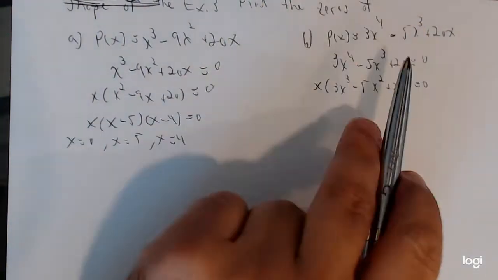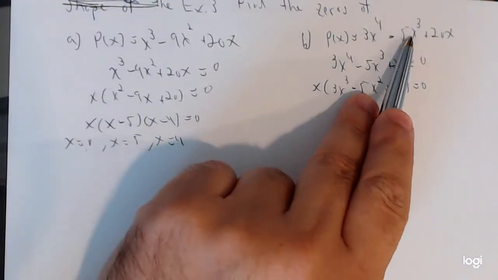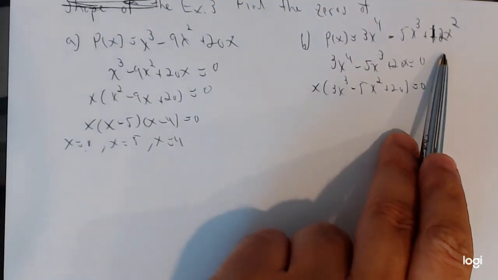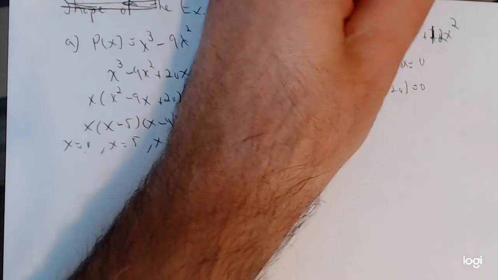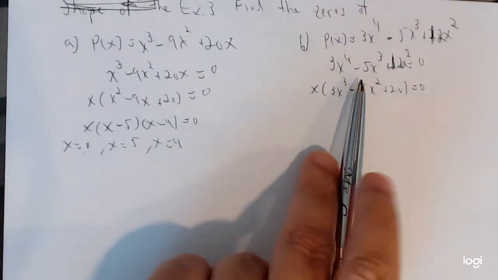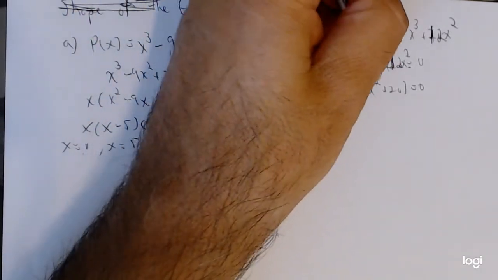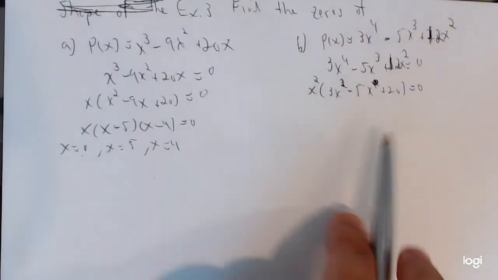Oh, sorry, I wrote this incorrectly. This should be 3x to the fourth minus 5x cubed plus 12x squared. That's what this should be. Okay, so if I come back down to this, this should be 12x squared. So now I could actually factor out a what? I could factor out an x squared from this, which makes this 3x squared minus 5x plus 20.